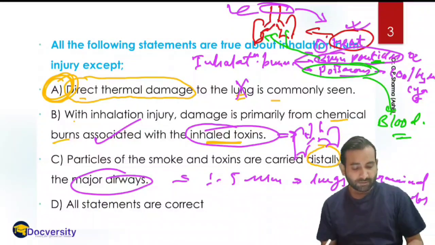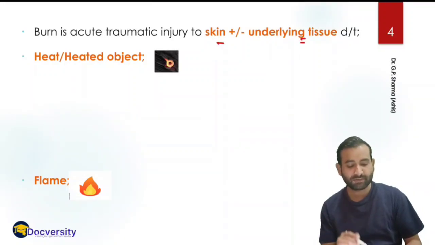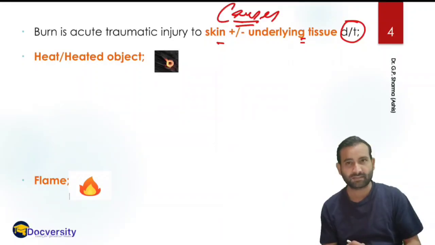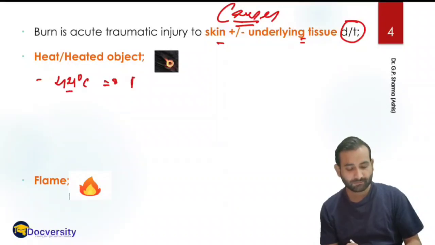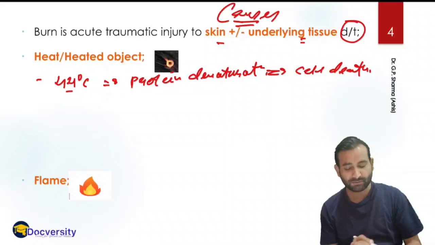Now let's go forward and see an overview. Burn is an acute traumatic injury to skin plus or minus underlying tissue, due to different causes. We are discussing the causes of burns. First, heat or heated object. If there is a heated object at about 44 degrees Celsius, it causes protein denaturation. This protein denaturation later on causes cell death. This is the first point to understand about heat or heated objects.